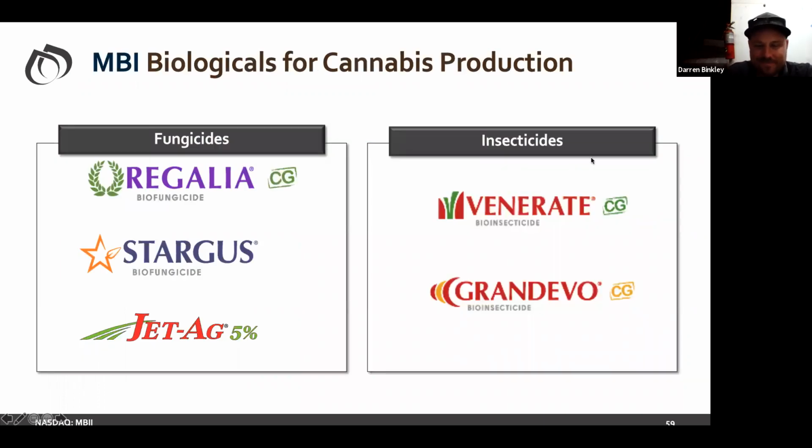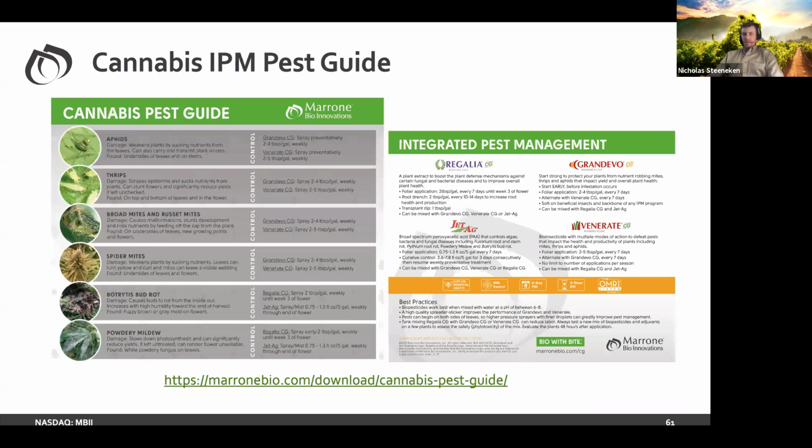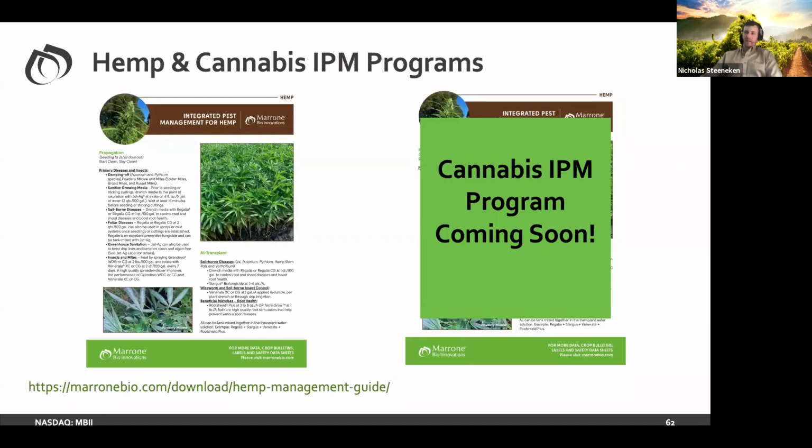All right, these are the products we went over today. Remember, prevention and/or early intervention are the key to success when using biological products. At Marrone Bio, we've put together this really awesome cannabis pest guide. You can feel free to contact any of our reps and we can get these to you. They're nice laminated waxy paper that you can hang up in a greenhouse. They're really good for training new employees on what to look at, and give an idea of some pest control for people who aren't familiar with it. It is more base level information, I would say. We have hemp and cannabis IPM programs available. We're actually updating our cannabis program right now, so look forward to that release soon.